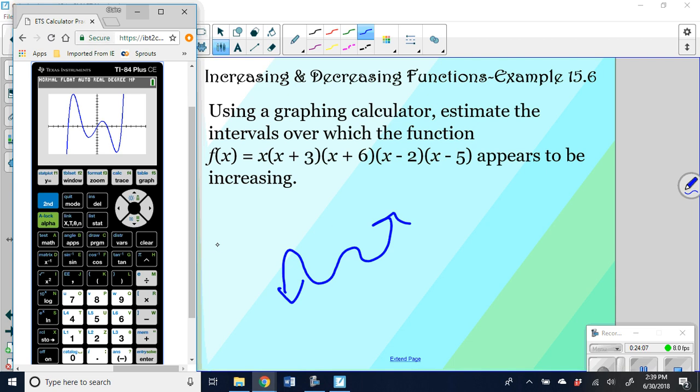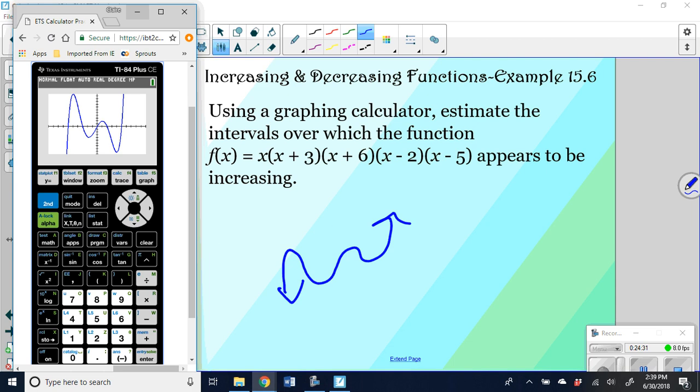So if you look on your calculator, it's increasing from down here. It keeps going up, up, up, up, up, but it stops increasing right here. And then it starts decreasing, and then it starts increasing from here to here, and then it decreases, and then it increases from here to here. So we have 3 intervals where it's going to increase. So we need to figure out what this value is.